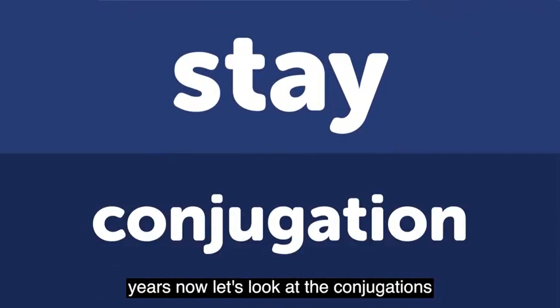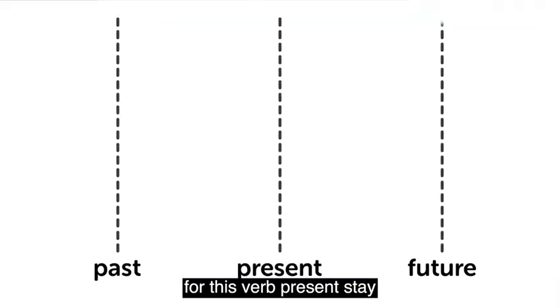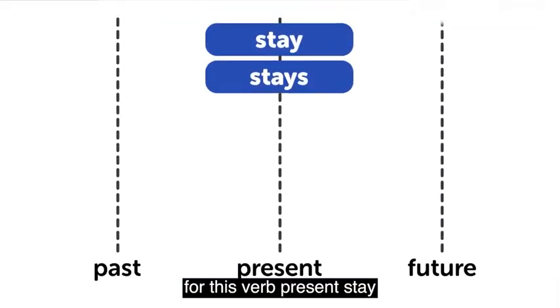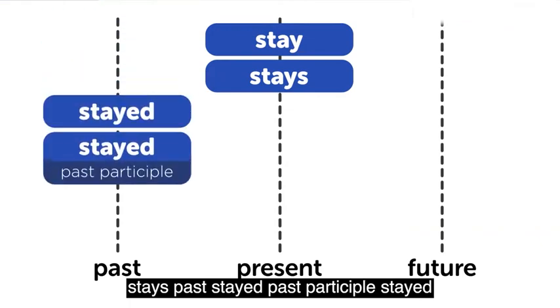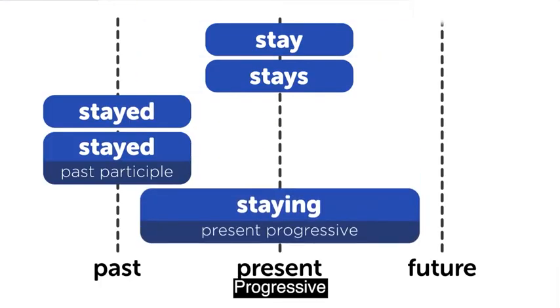Now let's look at the conjugations for this verb. Present, stay, stays. Past, stayed. Past participle, stayed. Progressive, staying.